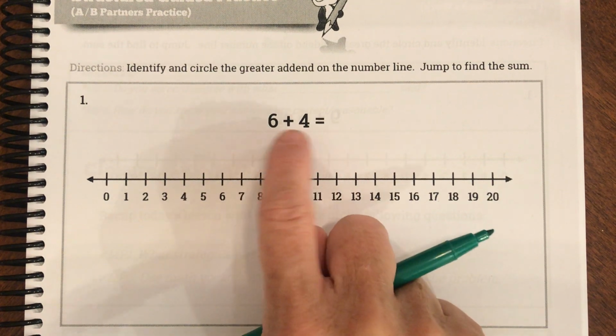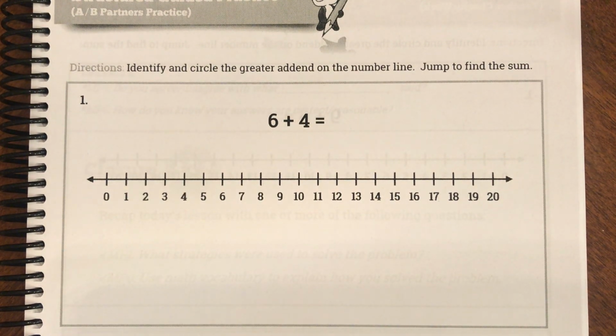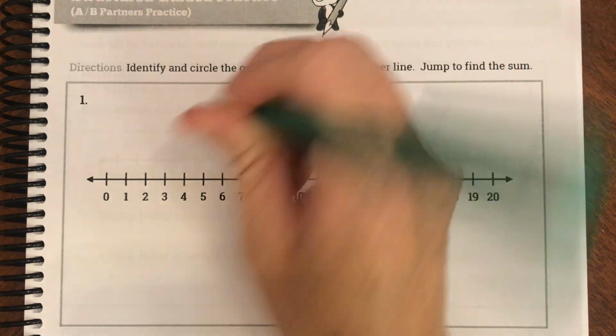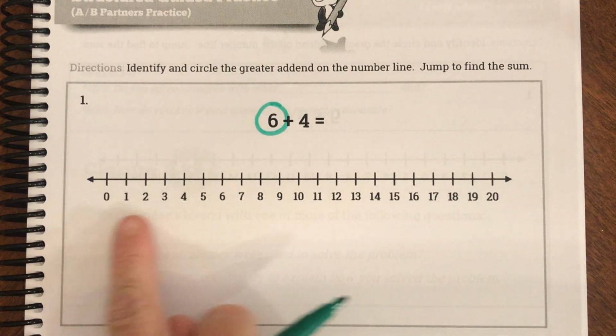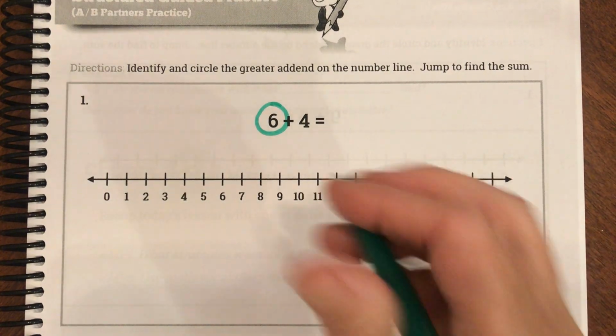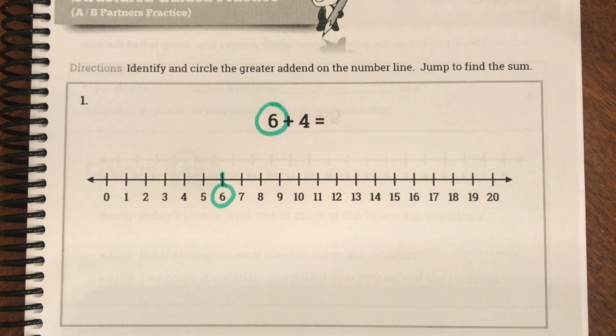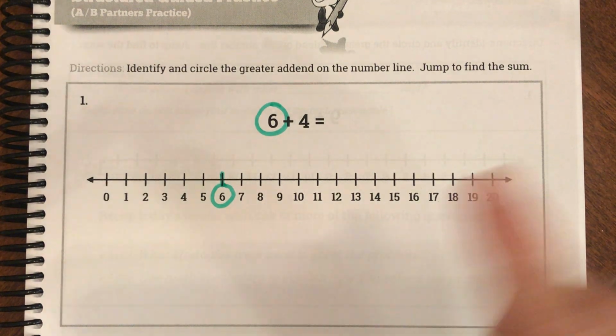Okay, so let's first identify and circle the greater addend. Here's our addends. We have a 6 and a 4. Which one's greater? Okay, I hope you said 6, so let's circle the 6. So then let's find a 6 on our number line, and let's circle it. Okay, so now that we have our 6, that's what we're starting with. What are we going to add to it? We're going to add 4 to it. So we need to jump 4.